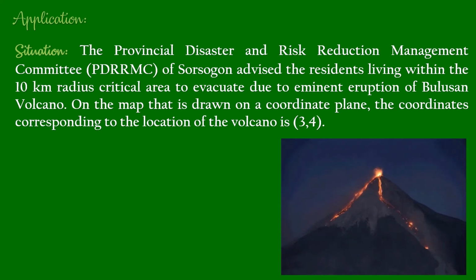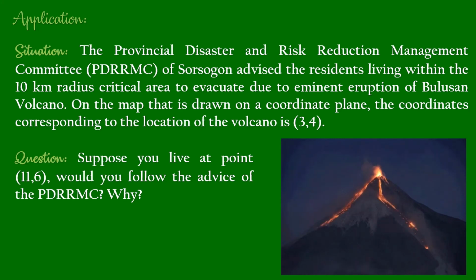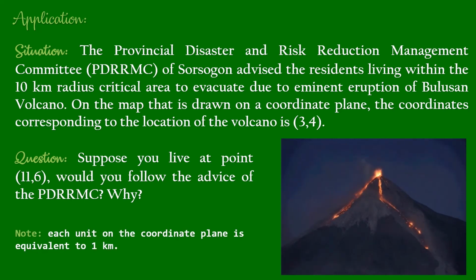Let's have this. The situation is, the Provincial Disaster and Risk Reduction Management Committee, or the PDRRMC of Sorsogon, advised the residents living within the 10 kilometers radius critical area to evacuate due to imminent eruption of Bulusan volcano. On the map that is drawn on a coordinate plane, the coordinates corresponding to the location of the volcano is (3, 4). Now the question is, suppose you live at point (11, 6), would you follow the advice of the PDRRMC? Why? Take note that each unit in the coordinate plane is equivalent to 1 kilometer.